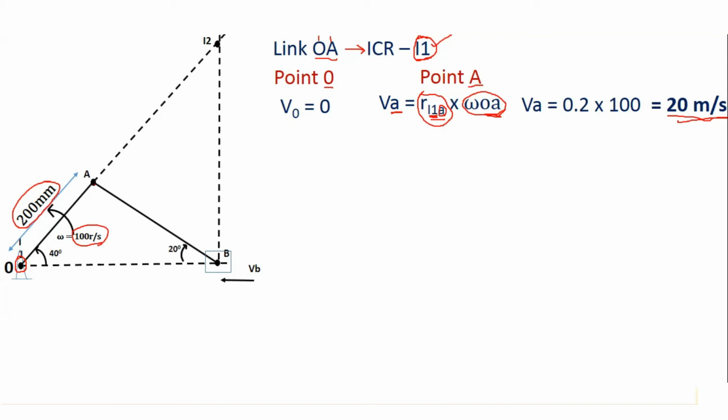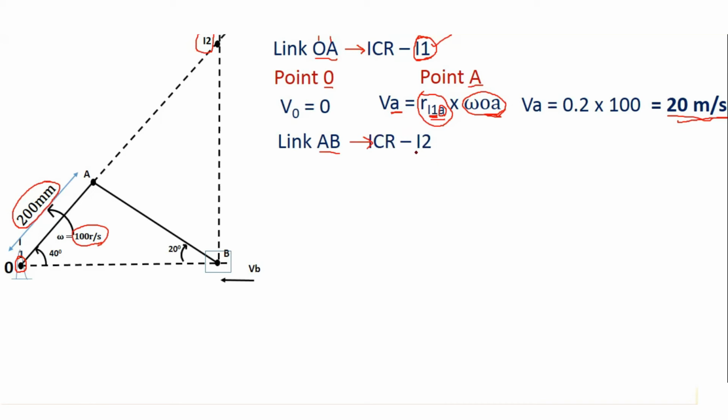Now what is the second link? The second link is this one, AB. So I will write link AB. I have written the link name. Now what is the ICR corresponding to this? For link AB, the ICR corresponding to it is I2. So I will write link ICR I2.